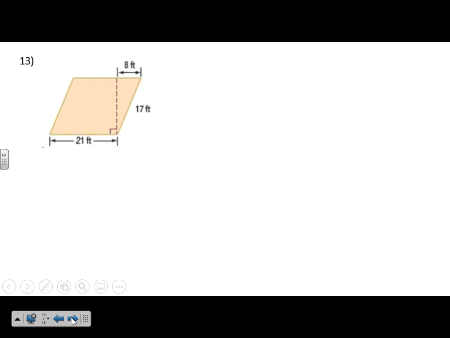So same thing as this parallelogram. They don't give us the height, but they do give us the information for this right triangle.